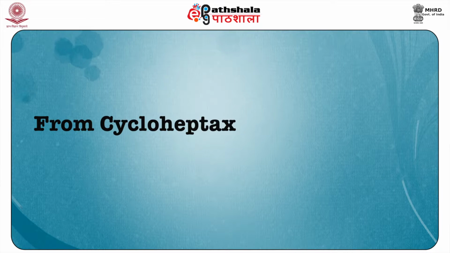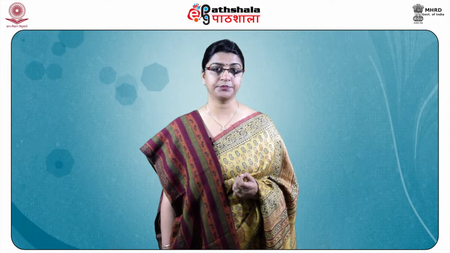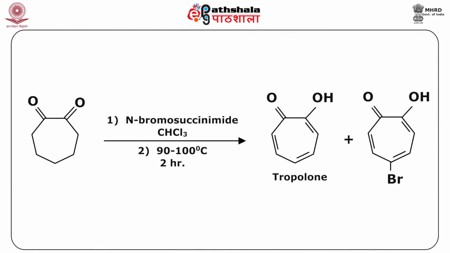The first synthesis is from cycloheptadione derivatives. This is nothing but a dione derivative of cyclic heptane. We can say it is from 1,2-cycloheptanediones. The bromination of 1,2-cycloheptanedione provides mixtures of products which give tropolone and its bromo derivatives with the loss of hydrogen bromide on warming. This is shown in the figure in front of you.